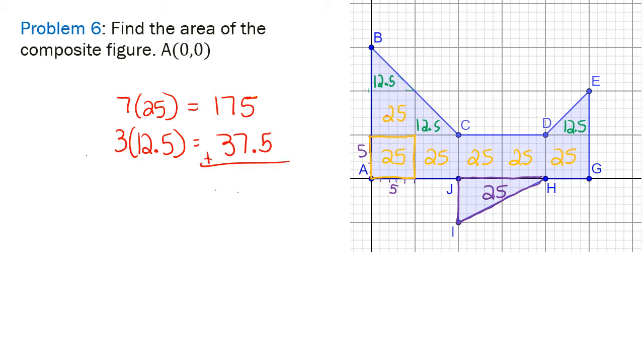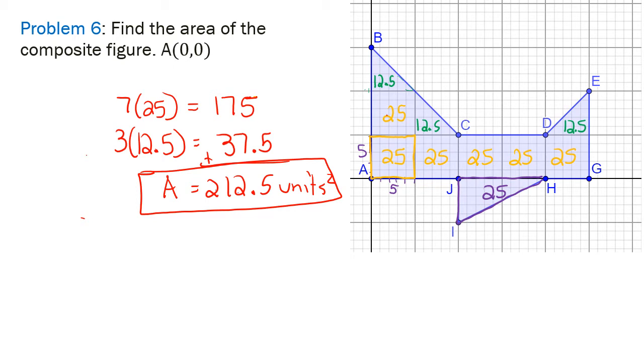Now we're going to add them up. So 175 plus 37.5 is 212.5 units squared. And that's because we're talking about area. Area is units squared. So this right here is the area of our blue figure. If you're having trouble with the purple part, once again, just rewind the video a little bit and rewatch it.